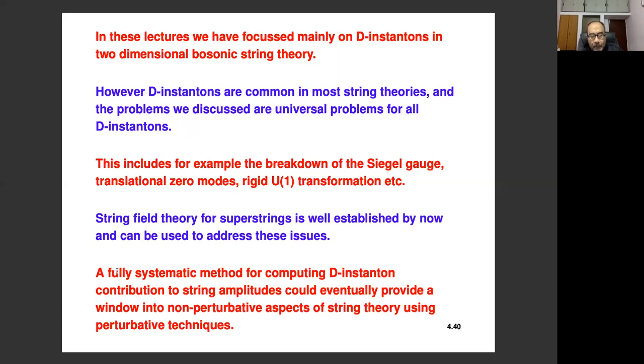And once we have a fully systematic method for doing these calculations, they could eventually provide a window into non-perturbative aspects of string theory, because these are corrections of order e to the minus 1 over g_s. Nevertheless, the techniques we use are perturbative. In fact, that's the beauty of D-instantons: they allow you to calculate non-perturbative aspects using just perturbation theory, because D-instantons, like ordinary D-branes, have a fully perturbative description.